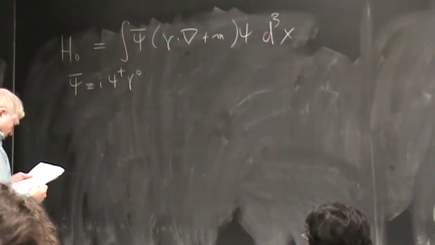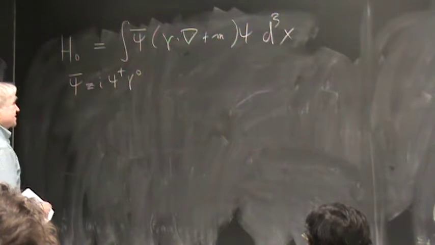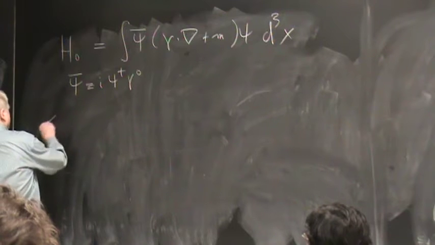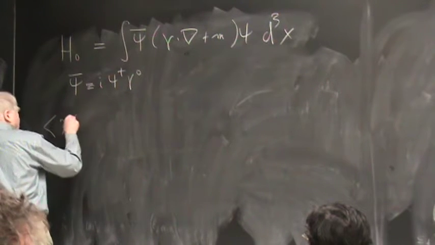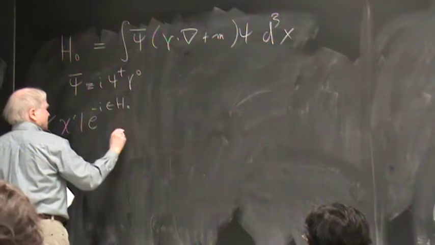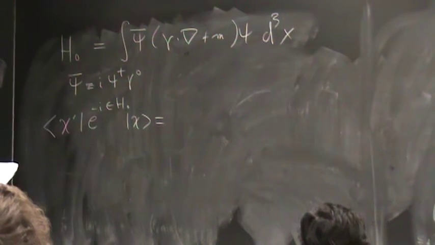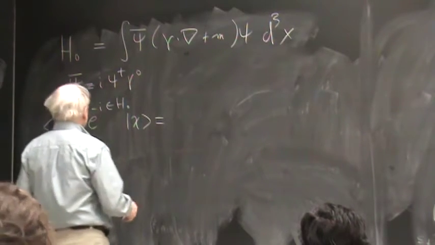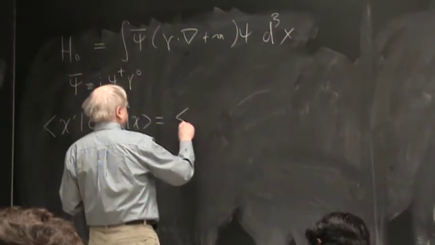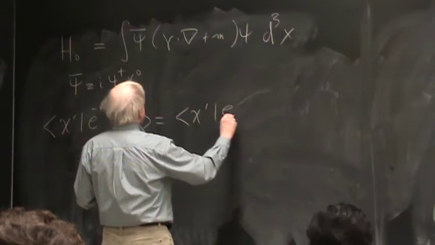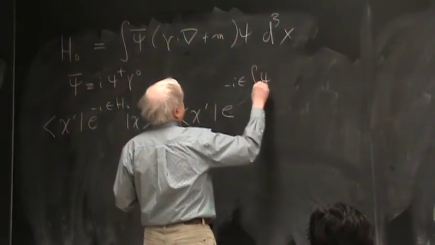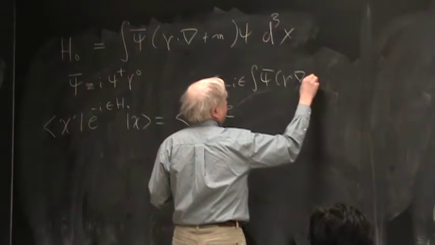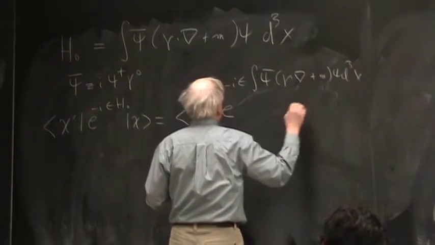So all right, now here I'm departing from my notes because with this improved notation, things are a little better. So let's try, let me see how I want to say it. Let's try chi prime, e to the minus i epsilon H0, chi. So that's the basic structure there. So then this is going to be chi prime e to the minus i epsilon integral psi bar gamma dot grad plus m psi d cubed x chi.